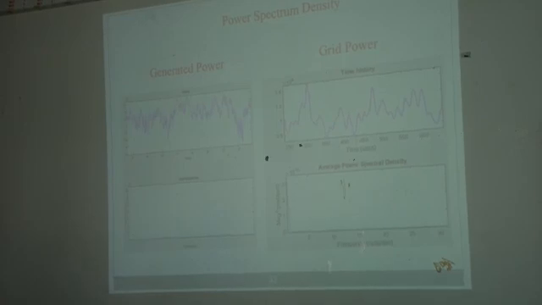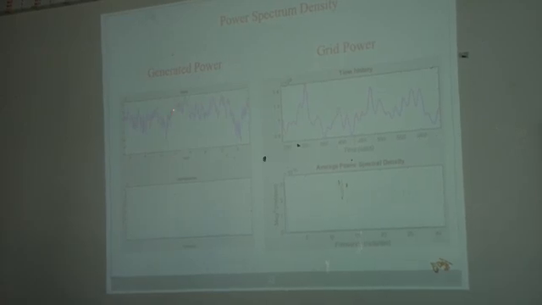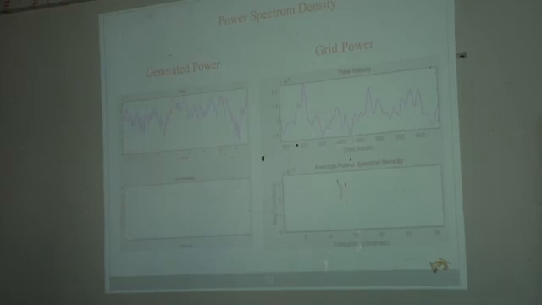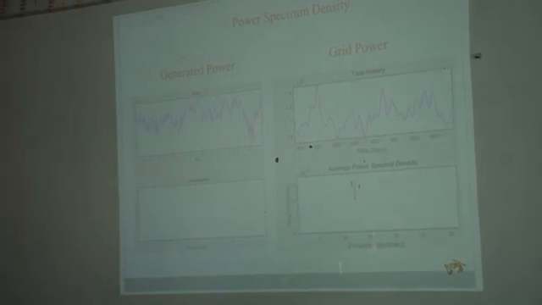This is the power spectrum density. Power spectrum density for generated power and power going to the grid. Now you can notice the differences, the distribution of this power for the different frequency components. Okay, this is the generated power. It is little bit wider, while the power which is fed to the grid is little bit thinner. Means it is more concentrated towards the fundamental value, while this is little bit distributed away from the fundamental value. Okay, zero means fundamental value, while you are moving away from zero means fluctuations are coming.